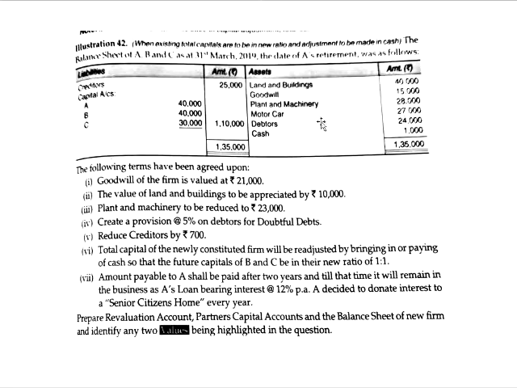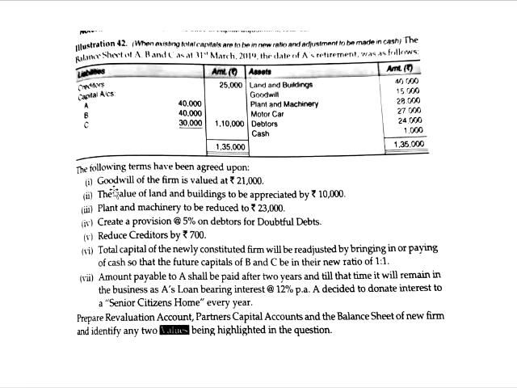Goodwill is given as 15,000. This goodwill already appears in the books, so you have to write it off now. Plant and machinery 28,000. Motor car, that is 27,000. Debtors 24,000 and cash 1,000. So this is the status of the balance sheet.